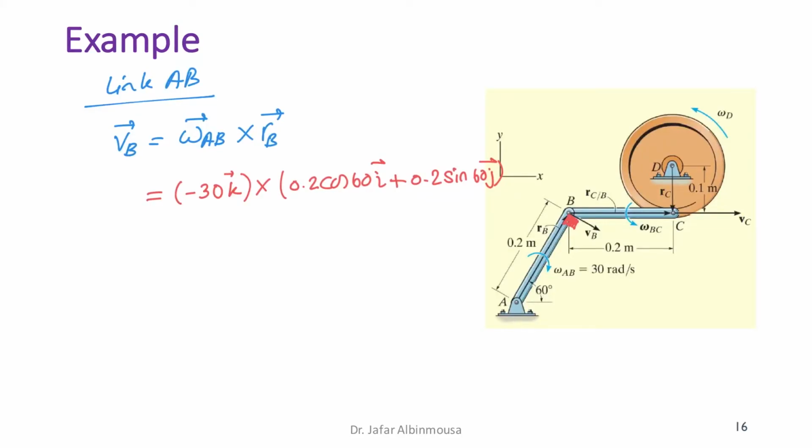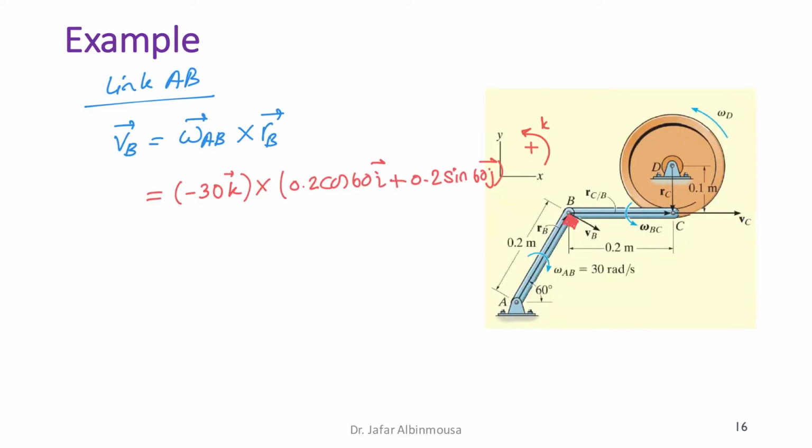Now let us discuss this. First of all, we have the x and y axis in this direction. So if you cross i by j, you will get a rotation which is k in this direction. But what we have is omega going in the negative direction, and this is why we have to put a minus sign. So this is minus 30k.